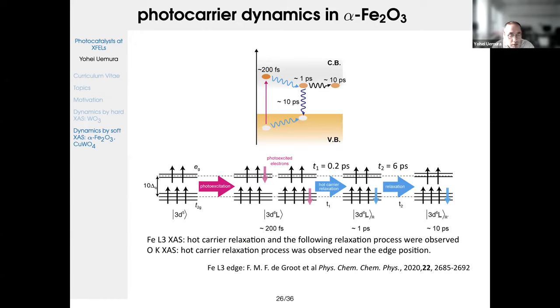This is a summary of the photoexcited states of hematite. After the photoexcitation, there is a very fast relaxation, which we call the hot carriers. Then the photoexcited carriers relax to the band edge positions. After this relaxation, a further relaxation process happens. It continues to around 10 picoseconds. Then it recovers to the ground state. This is our result from hematite.